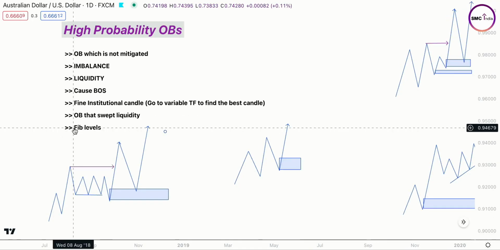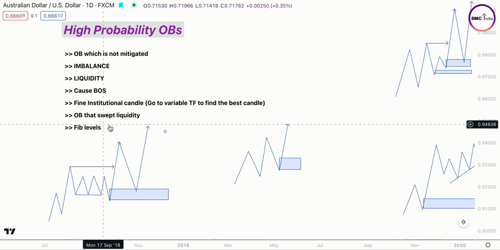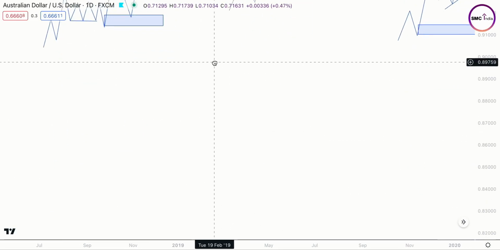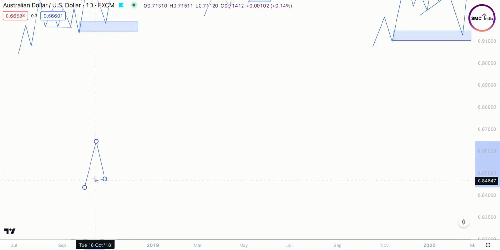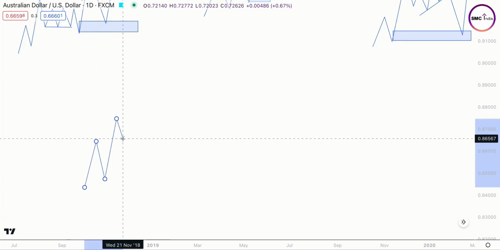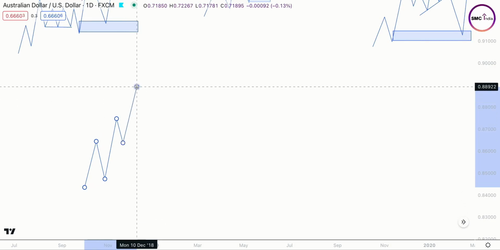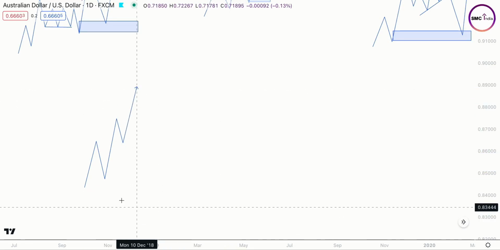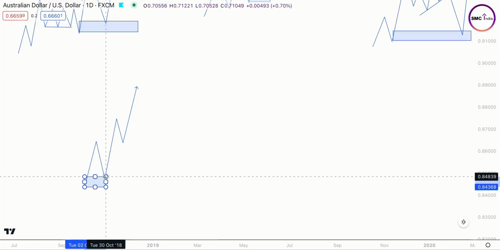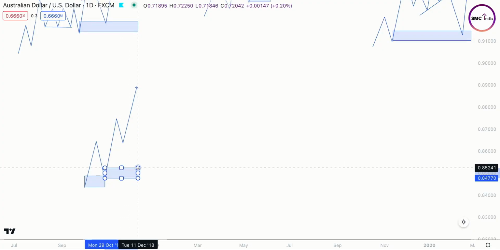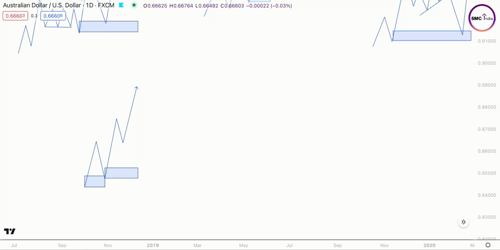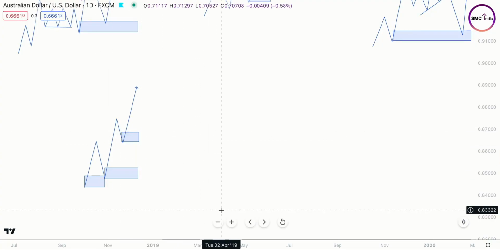Remember. And now moving on to another very important confluence, that is the fib level. So sometimes you could see that the price moves up, mitigates this order block, moves up, comes down, and then moves up again. So you could see that the price mitigated this order block before this massive move up. Again, there is another order block here which is left to be mitigated.